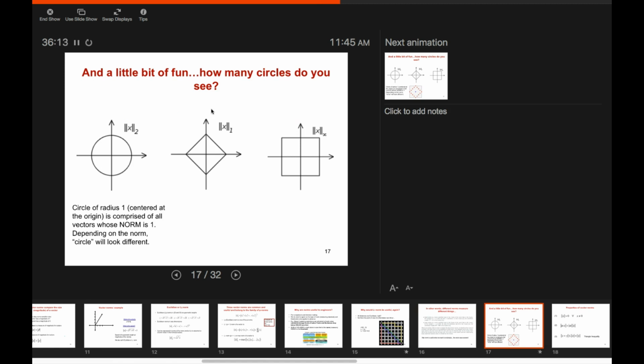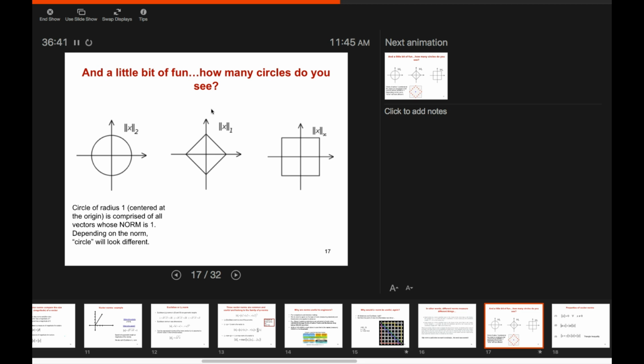This is a circle of radius 1. And by definition of a circle, I know that each point on a circle is the same distance, 1, from the center. And by distance, I mean this Euclidean distance, which means the L2 norm. This is how a circle would look in 1 norm.